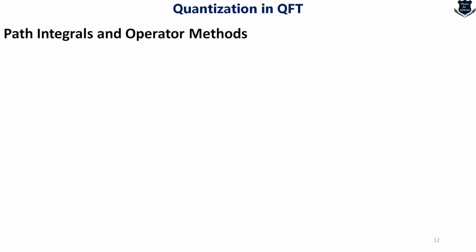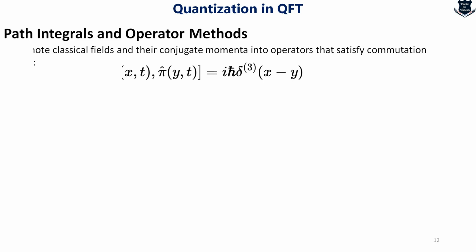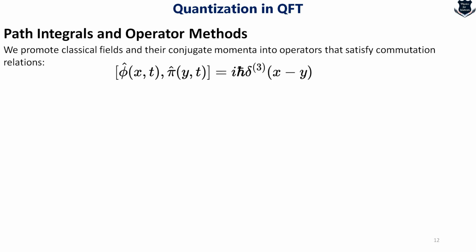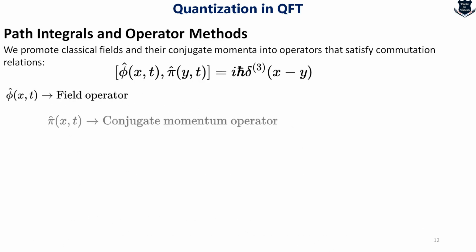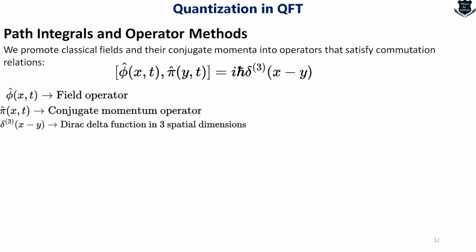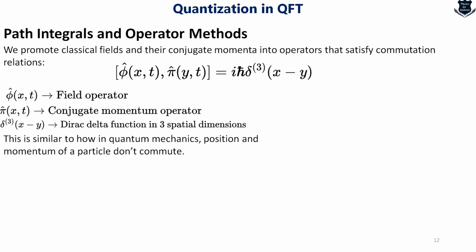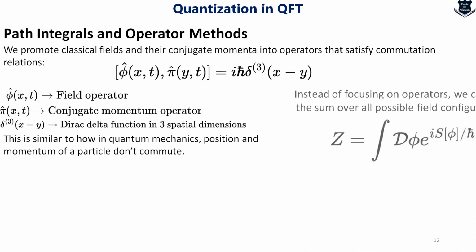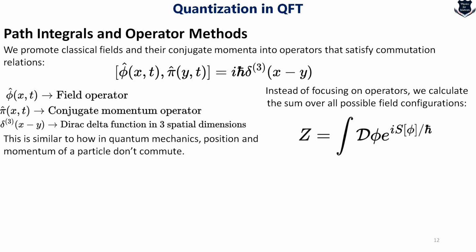The next thing is path integrals and operator modes. When we promote a classical field and its conjugate momentum into operators, they satisfy a commutation relation. That means we have a field operator, a conjugate momentum operator, and a Dirac delta function in three spatial dimensions. This is somewhat analogous to quantum mechanics, where the position and momentum of a particle do not commute. Taking quantum field theory, we get an equation like this on the right hand side.